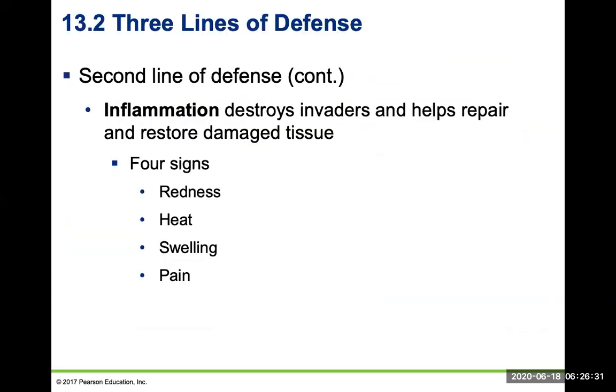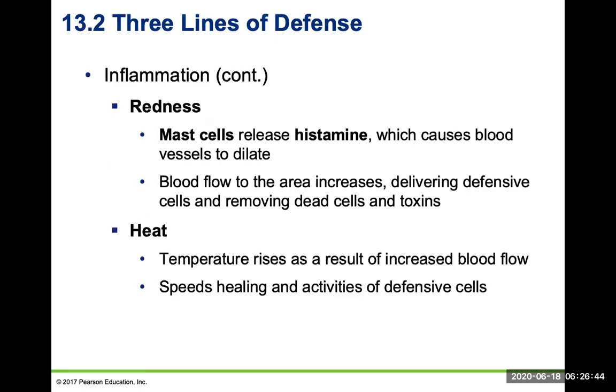The second line of defense also includes inflammation, which will destroy invaders and help repair and restore damaged tissue. There are 4 signs of inflammation: redness, heat, swelling, and pain. And we're all used to these if we've ever been hurt or stung by a bee or gotten something into our skin. Redness is caused when mast cells release histamine, which causes your blood vessels to dilate, delivering defensive cells and removing dead cells and toxins.